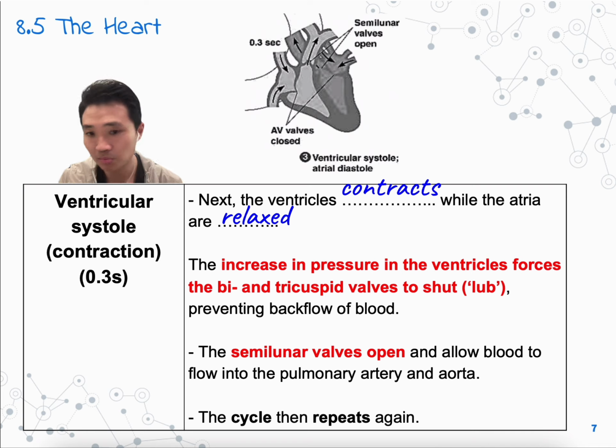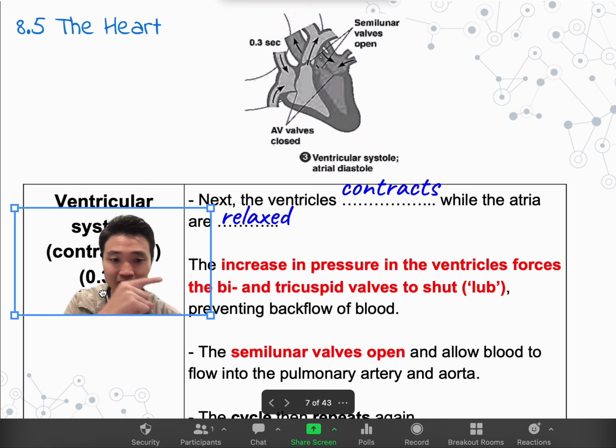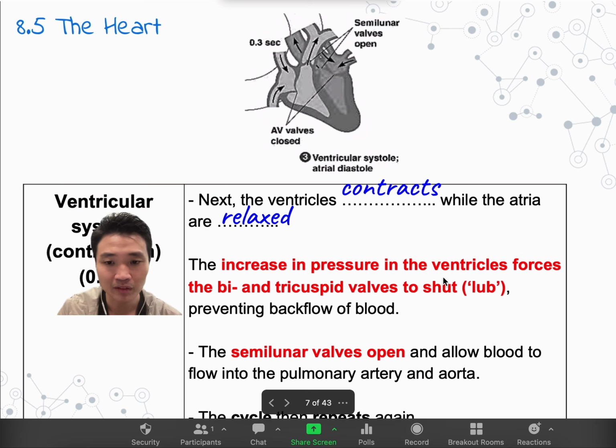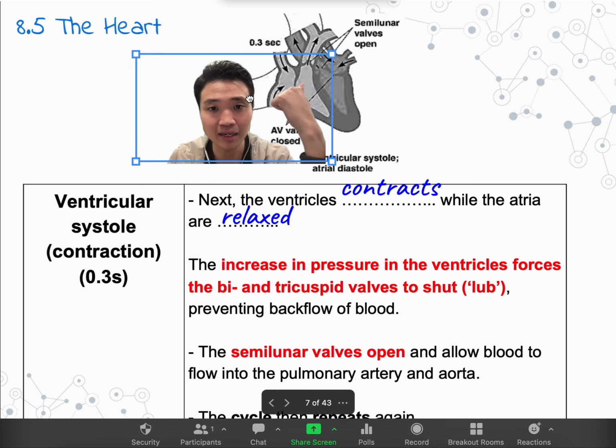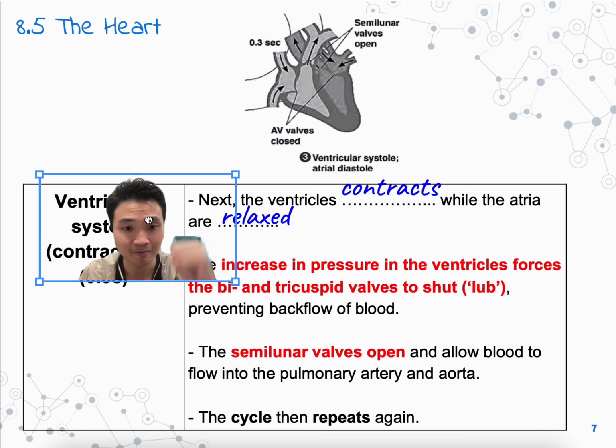What is most important here is the words in red. I'm moving myself down over here. Can you see this? Ventricles. Because when the ventricles squeeze, what's going to happen? The bicuspid and tricuspid valves will shut. Right over here, the tricuspid and the bicuspid valves will shut.